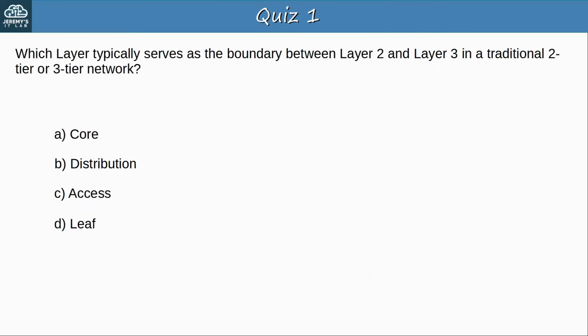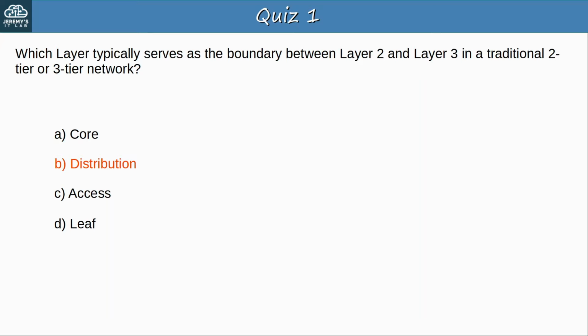Which layer typically serves as the boundary between layer 2 and layer 3 in a traditional 2-tier or 3-tier network? Pause the video now to select the best answer. The answer is B, distribution. Typically, the connections from access layer to distribution layer are layer 2, and they run spanning tree protocol. The connections from distribution to core are layer 3. So the distribution layer serves as the boundary between layer 2 and layer 3.